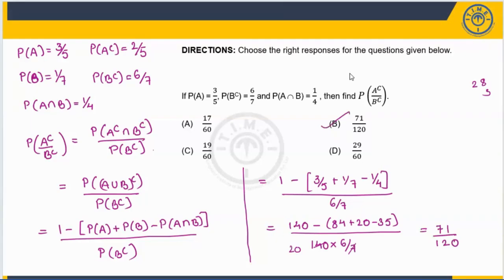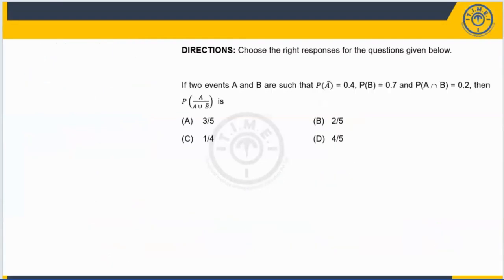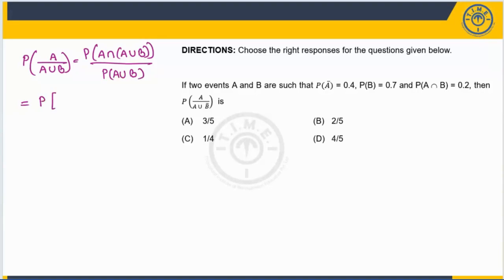Okay. Now, so here is another one. So here we have been given P of A complement 0.4, P of B 0.7, and P of A intersection B is 0.2. Now, how do we write this P of A by A union B? So that is P of A intersection A union B by P of A union B. And that is equals to P of A intersection A, that is A union A intersection B by P of A union B.